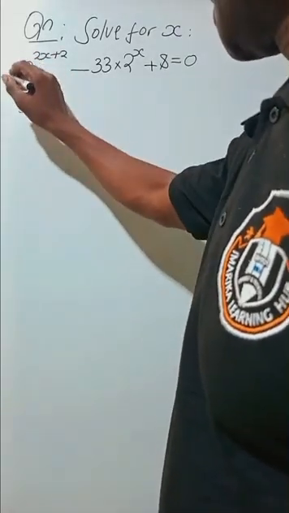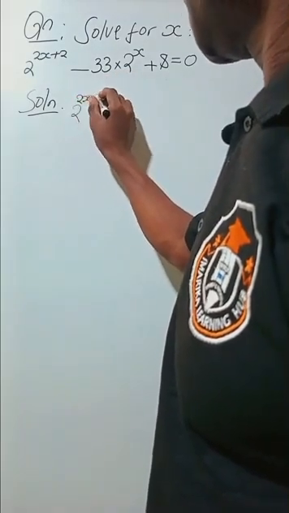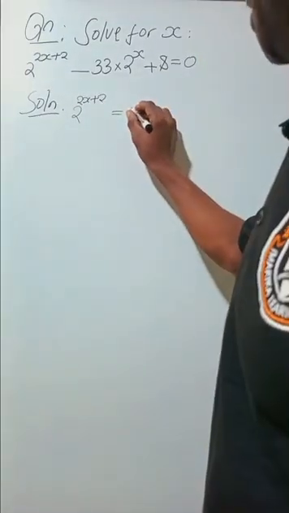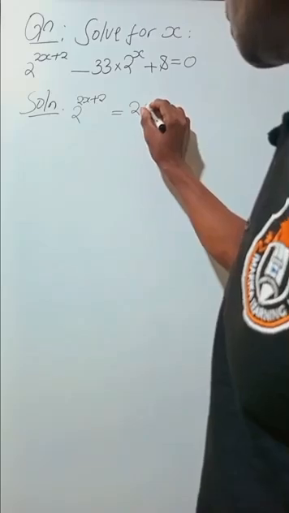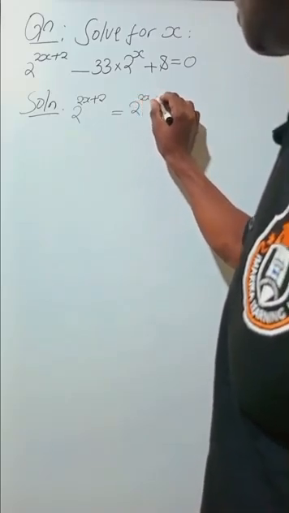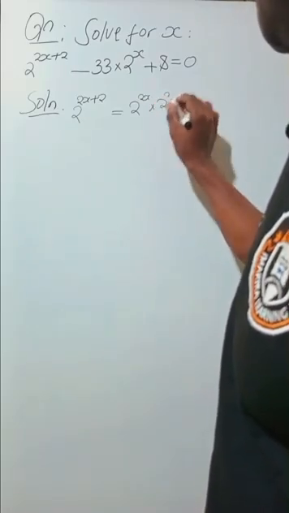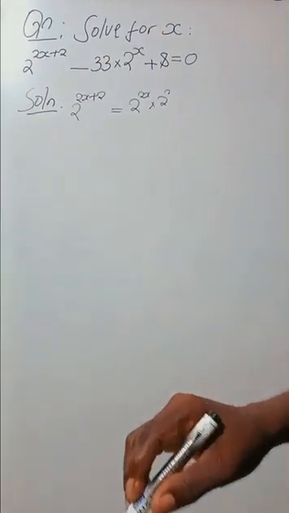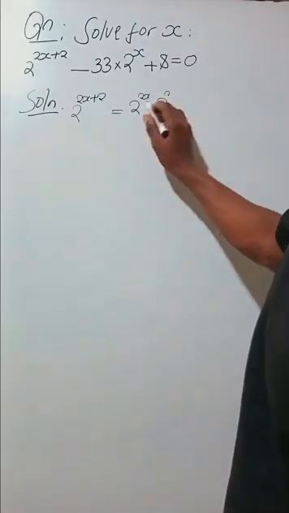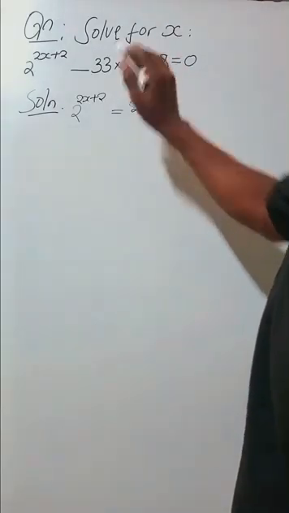Let's start with this part first so that we see if we can make it this way. That is 2 power x plus 2. According to the rules of exponents, this one is the same as 2 power 2x, then times 2 power 2. Do we agree that according to the rules of exponents, you simply add the exponents if the base is the same?